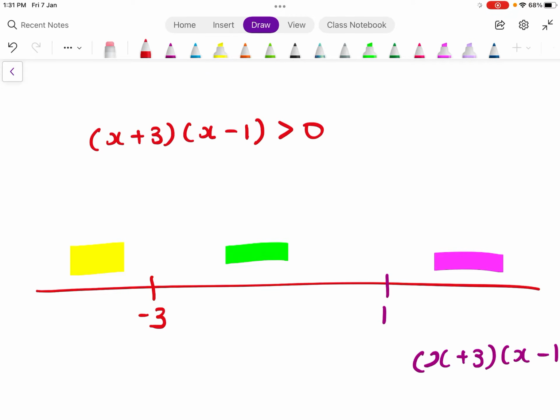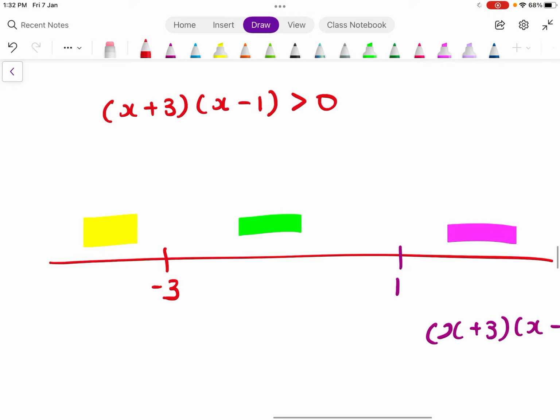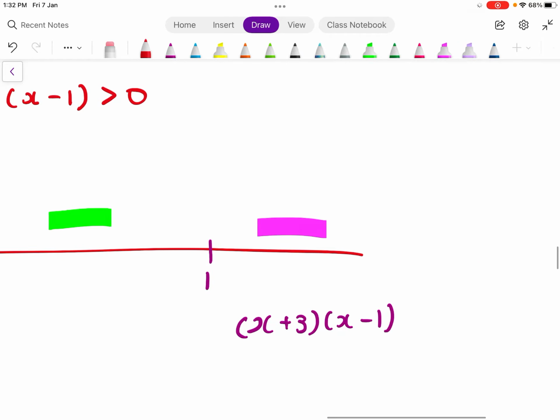The next thing I need to do is to determine the sign for each of the regions. What do I mean by the sign? Is it positive or negative? It's either positive or negative, no other sign. First things first, let's determine the sign for the purple region. All the numbers in the purple region are more than 1, for example 2, 3, 4, and so forth. As long as I choose any number that is more than 1 and substitute it into the equation, I can see what sign I get, and then I'm good to go.